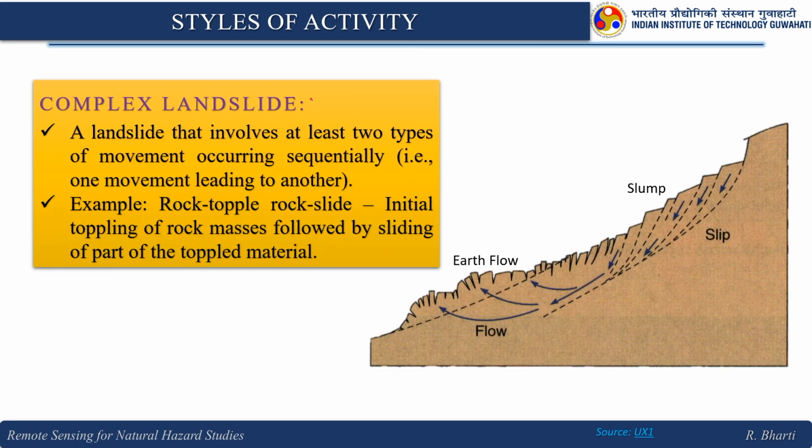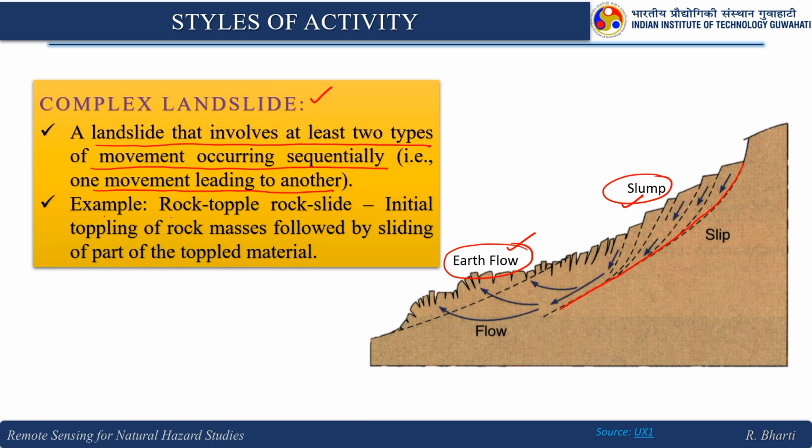Then we have the complex landslide, a landslide that involves at least two types of movement occurring subsequently, that is, one movement leading to another. Here you can see when we are having this slump, the earth flow is also taking place, right. So, this is the slip surface and here slump and earth flow both are taking place.